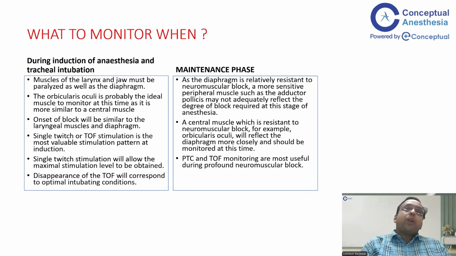So what to monitor at different stages of surgery? During induction of anesthesia and tracheal intubation, the muscles of the larynx and jaw must be paralyzed, as well as the diaphragm, in order to ensure a smooth intubation. The orbicularis oculi is probably the ideal muscle to monitor at this time, as it is more similar to the central muscles. The onset of block will be similar to the laryngeal muscles and diaphragm.